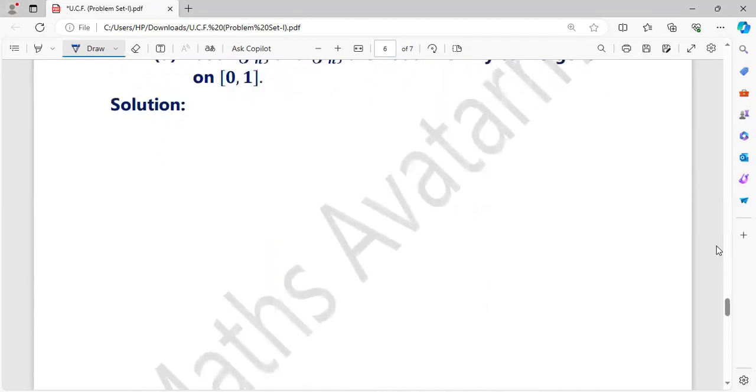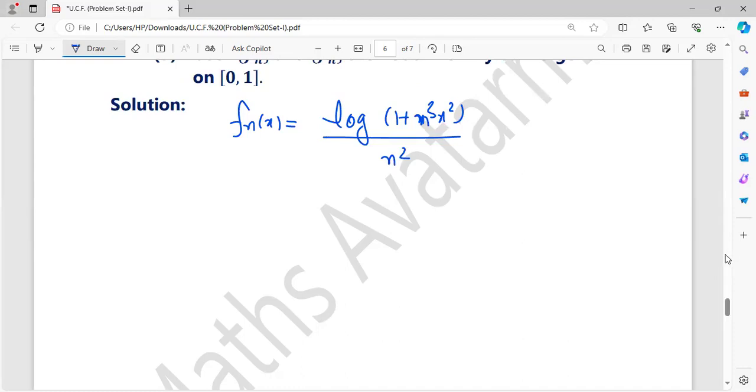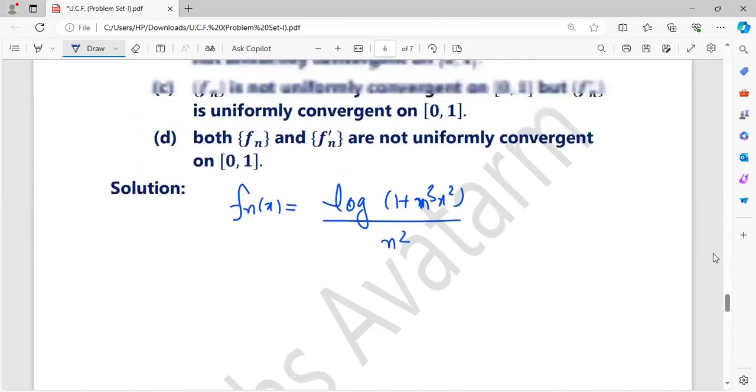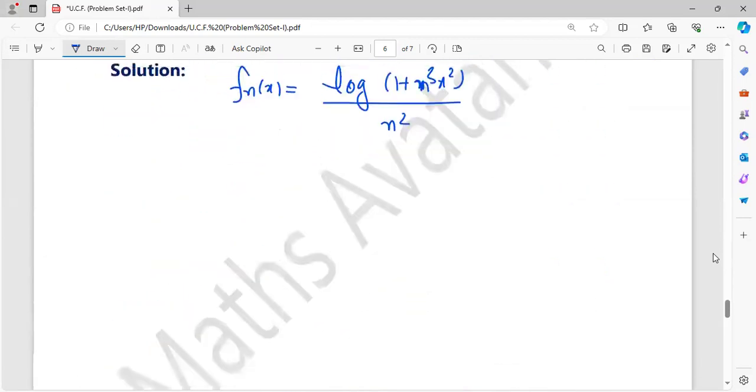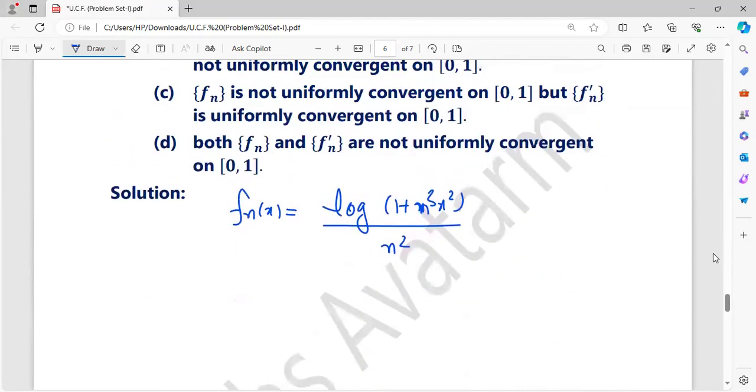So what is f1(x)? f1(x) is log(1 + n cube x square) upon n square. Okay, this function is given. Now you see that on the closed interval [0, 1].